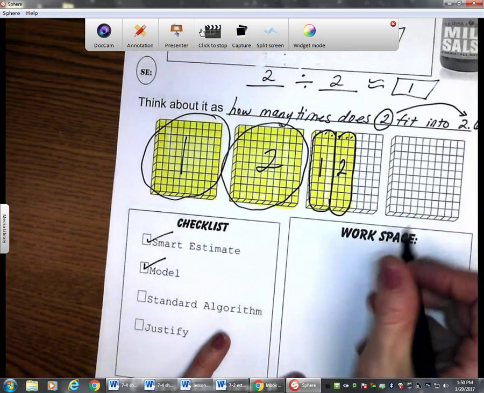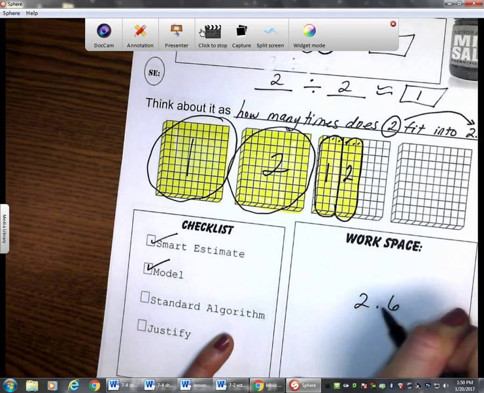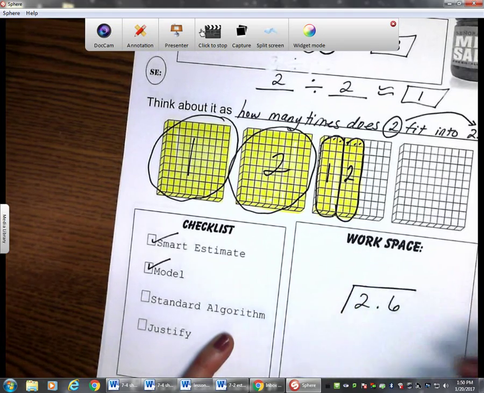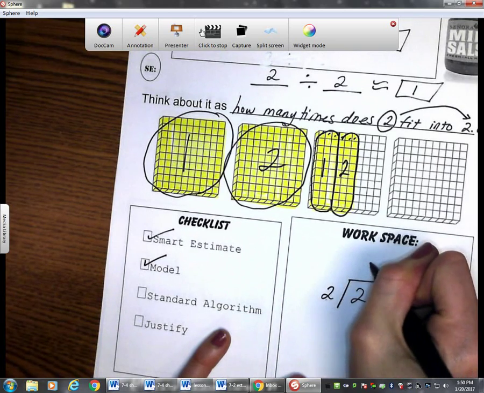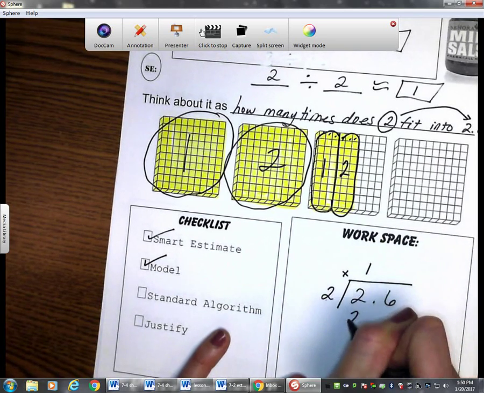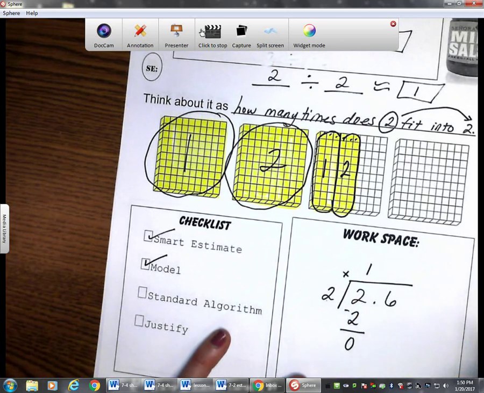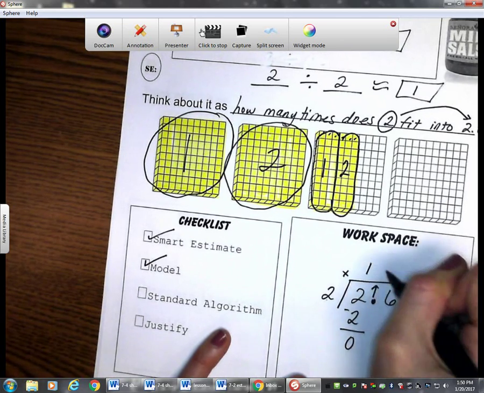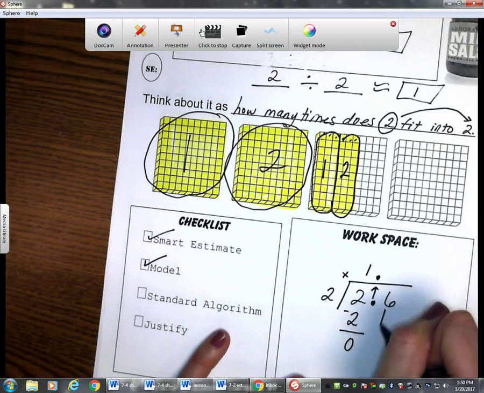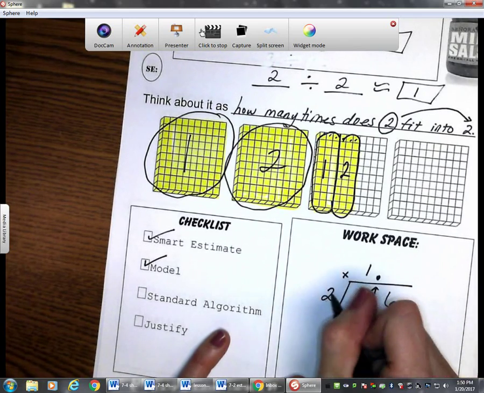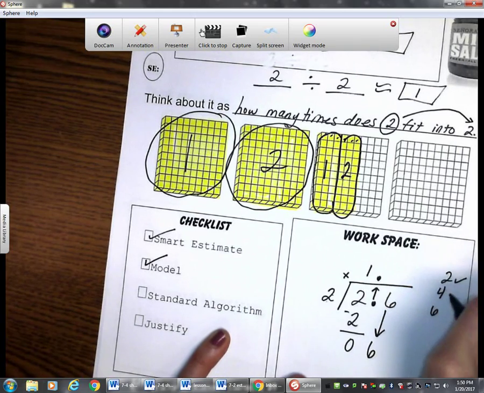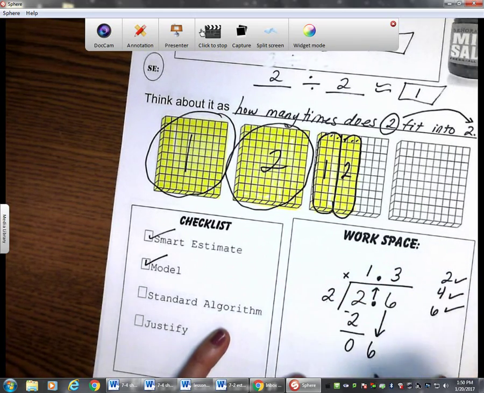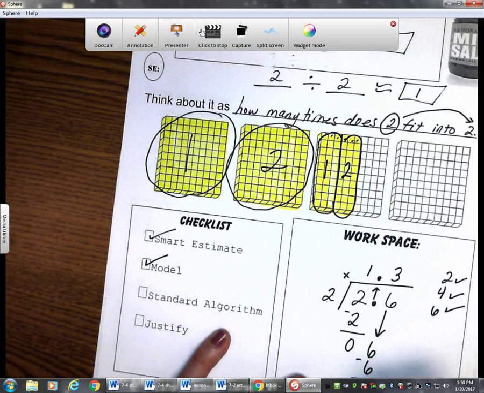Now I'm going to go ahead and solve using the standard algorithm. 2 goes into 2 once. 1 times 2 is 2. Subtract, you get 0. The decimal jumps. Bring down your 6. 2 goes into 6 3 times. 3 times 2 is 6. Subtract, you get 0. Nothing else to bring down.